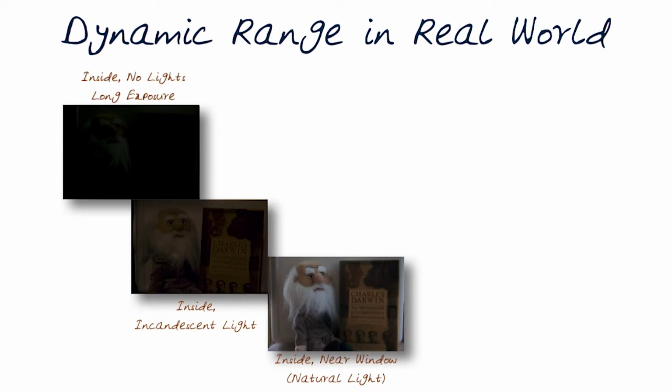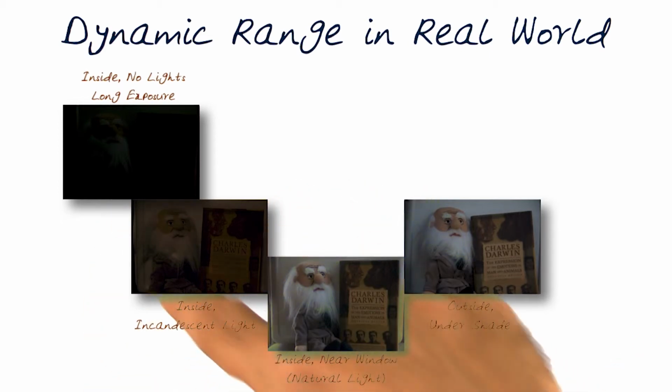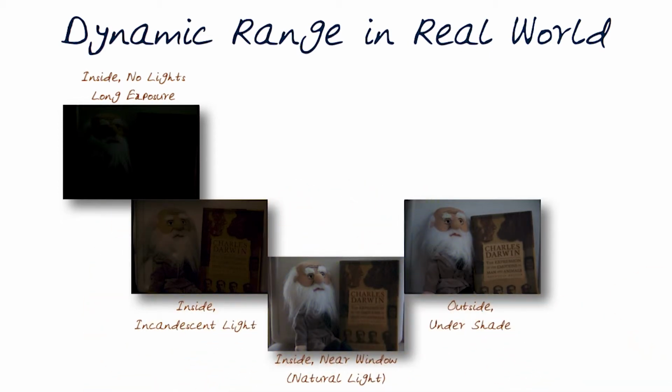Moving up, we still remain inside, but this time I'm near a window, which basically means that the scene is now naturally lit. So there's a little bit of detail in the scene. Now you can actually see the character in the book and everything. Next one, I basically move the same two objects outside, but this time I'm under a shade. Again, you can notice that going from here, the amount of light is increasing.